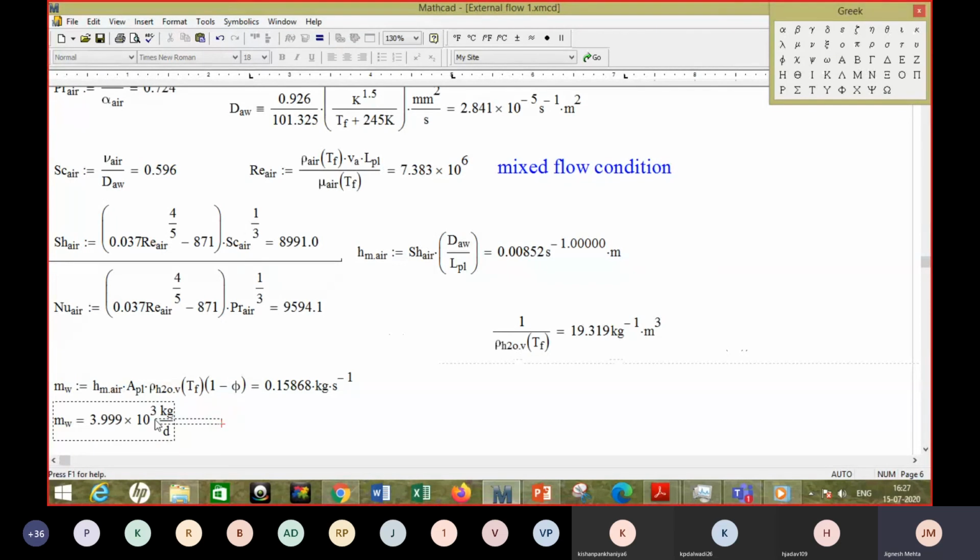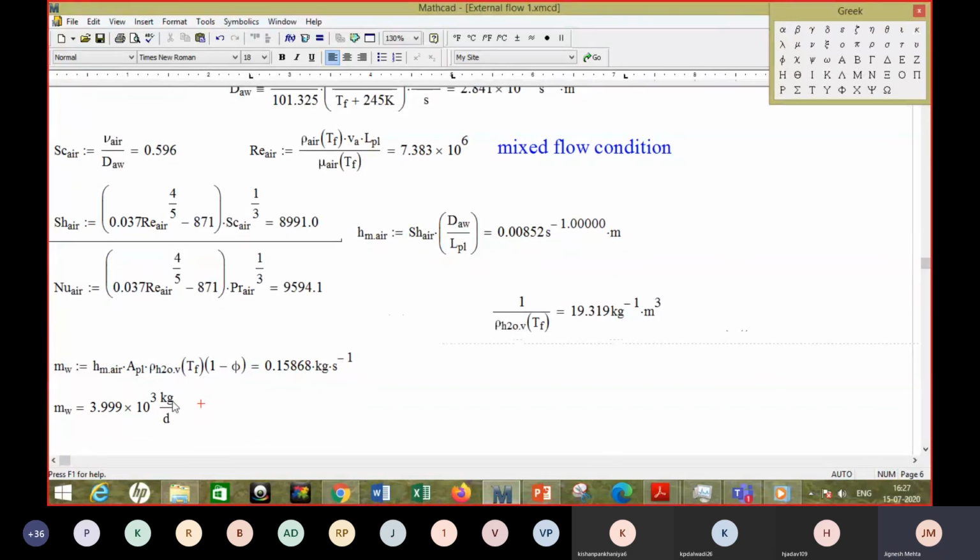So you see that it is around 4,000 kgs per day, and if you assume that the density is 1 kg per liter, then this is almost 4,000 liters in a day. 4,000 liters in a day are lost from this swimming pool at the given condition in a 7-hour long day. So this gave you some estimate of how much is the water loss from this swimming pool.